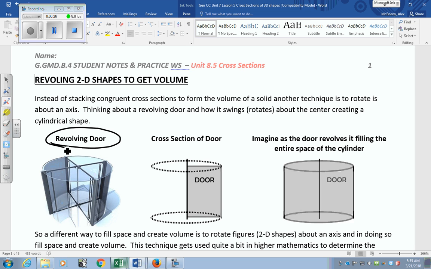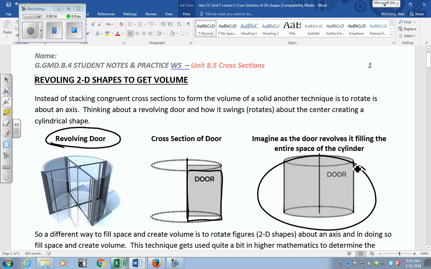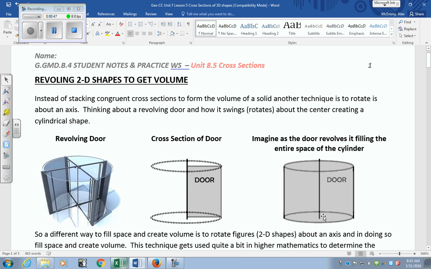There's the door itself, which is the 2D shape, and then by rotating that door, you get the 3D shape, which is a cylinder. So again, we're trying to make the connection between if we rotate a 2D shape, what 3D shape would come out of it. So we're going to look at some examples.